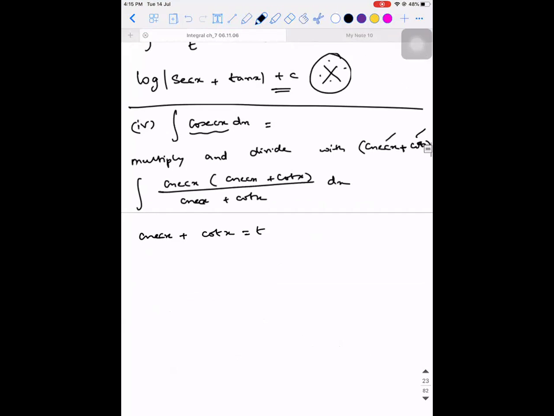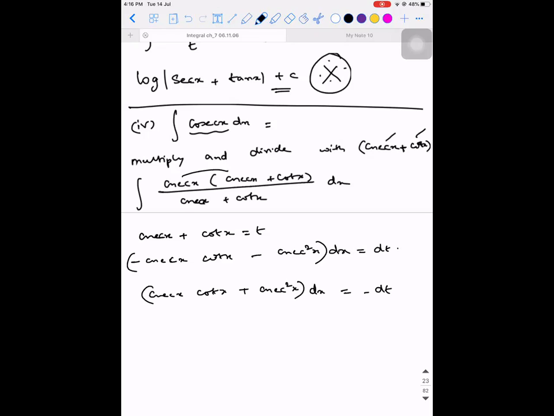So cosecant x plus cot x, if I substitute as t, then minus cosecant x cot x minus cosecant square x, the whole dx is equal to dt. Right? So cosecant x cot x plus cosecant square x, the whole dx will be equal to minus dt. So what will happen to the numerator? Numerator is cosecant square x plus cosecant x cot x. So it will become integral of minus dt divided by t. So it will be minus log of mod t plus c.